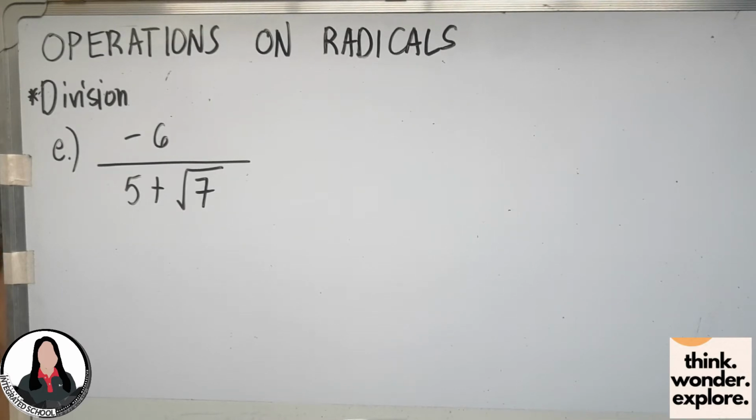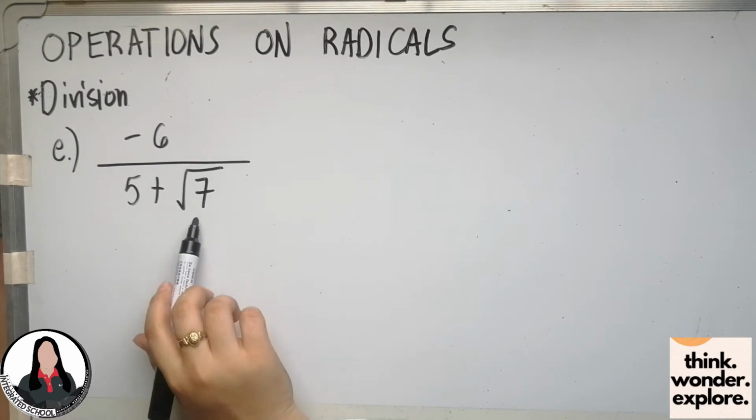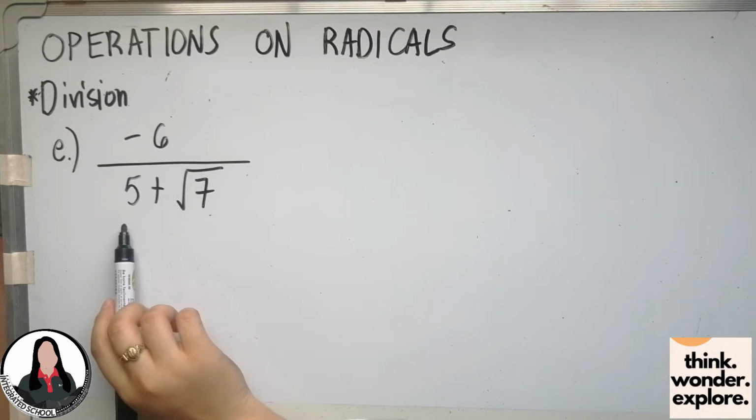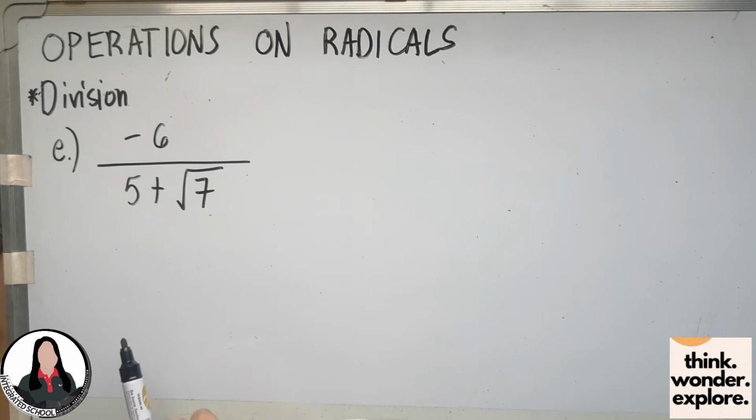Therefore, hindi pa siya simplified. At the same time, merong kasama ang radical expression na isa pang term, which makes our denominator a binomial. Now, anong ginagawa natin kapag meron tayong binomial that contains a radical expression sa ating denominator?